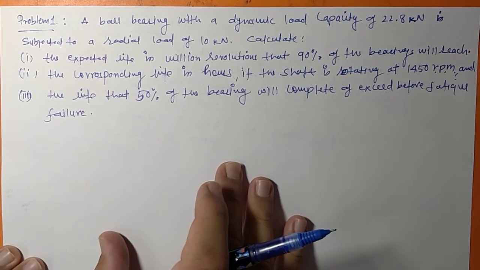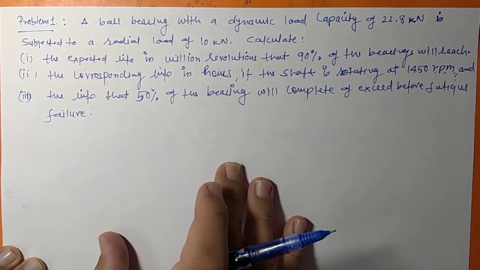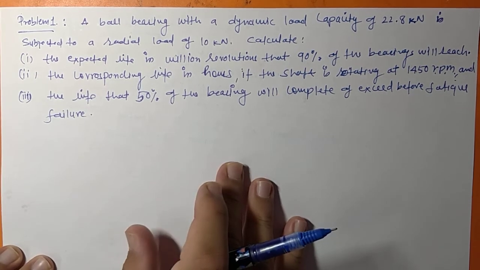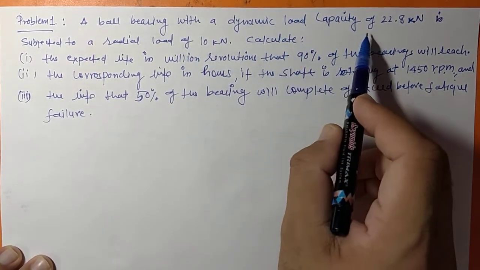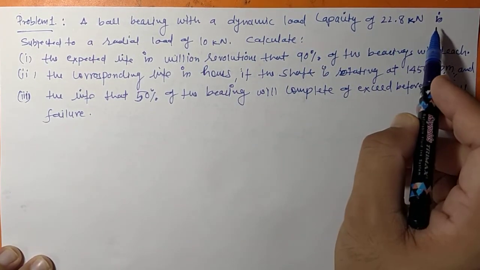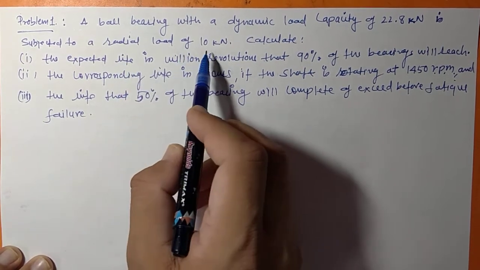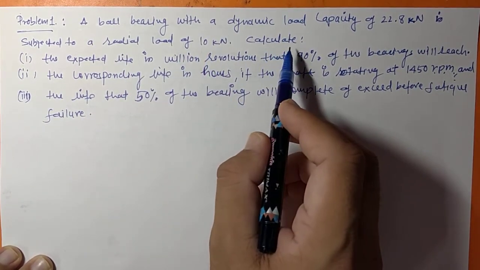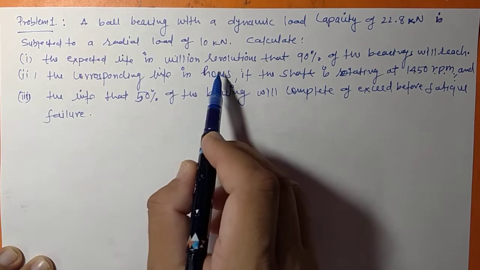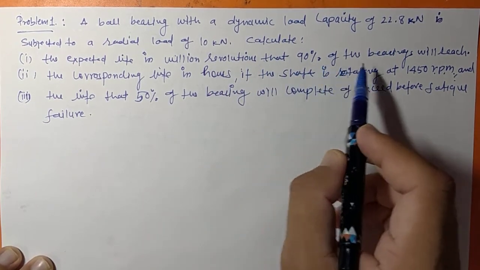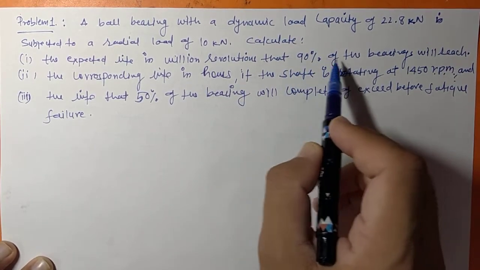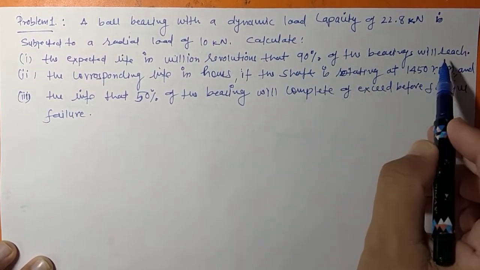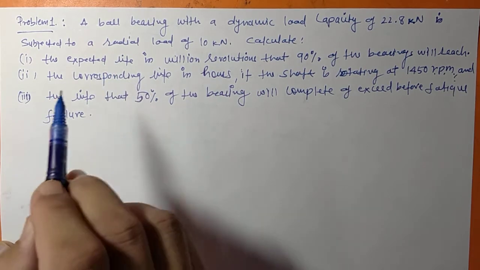Hello everyone, in this class we are going to solve a few problems based on the rolling contact bearing. So we'll start with this problem. In this problem, a ball bearing with the dynamic load capacity of 22.8 kilonewton is subjected to a radial load of 10 kilonewton, and we need to calculate the expected life in million revolutions that 90% of the bearings will reach. Means 90% will reach, means 10% will fail, means they are talking about the L10 life.